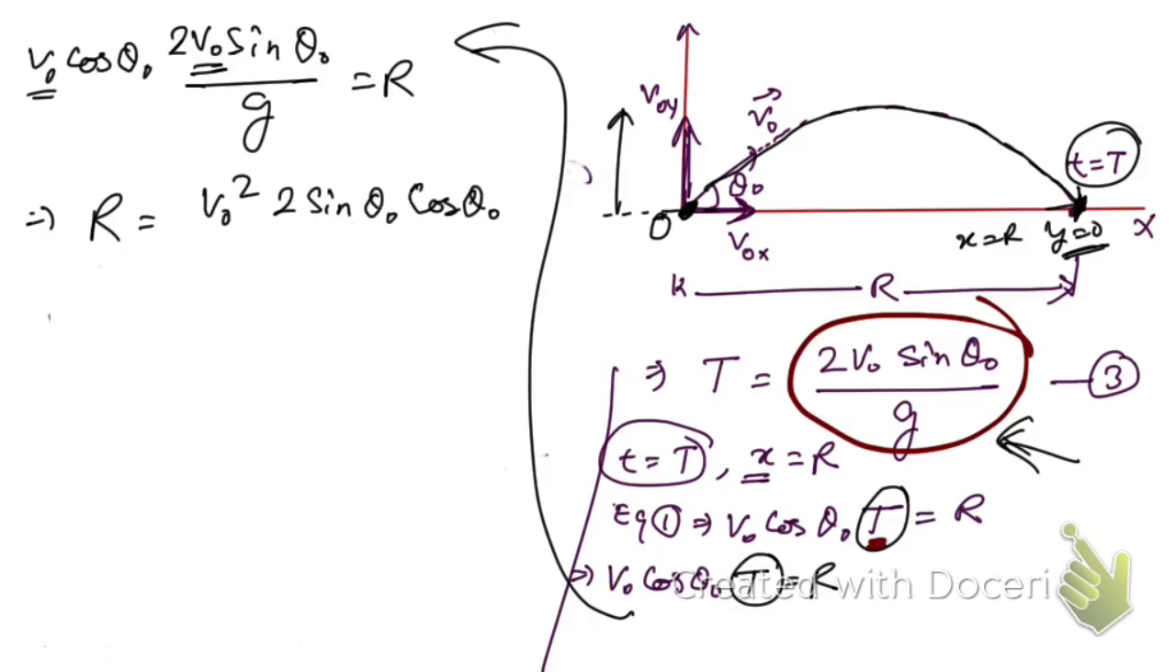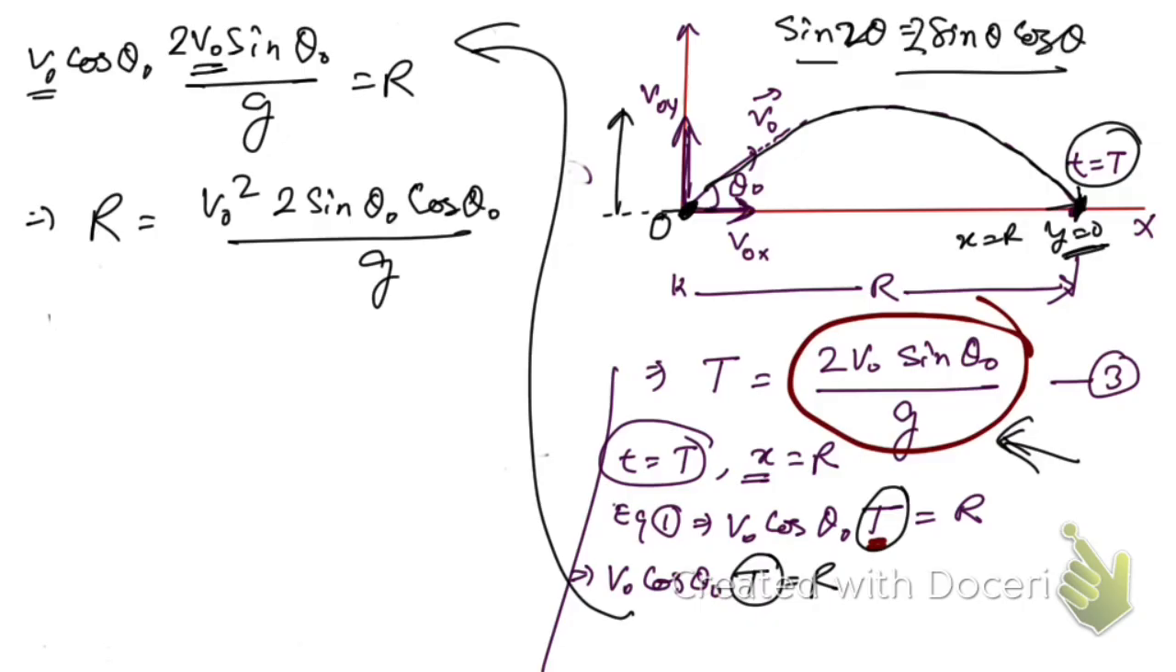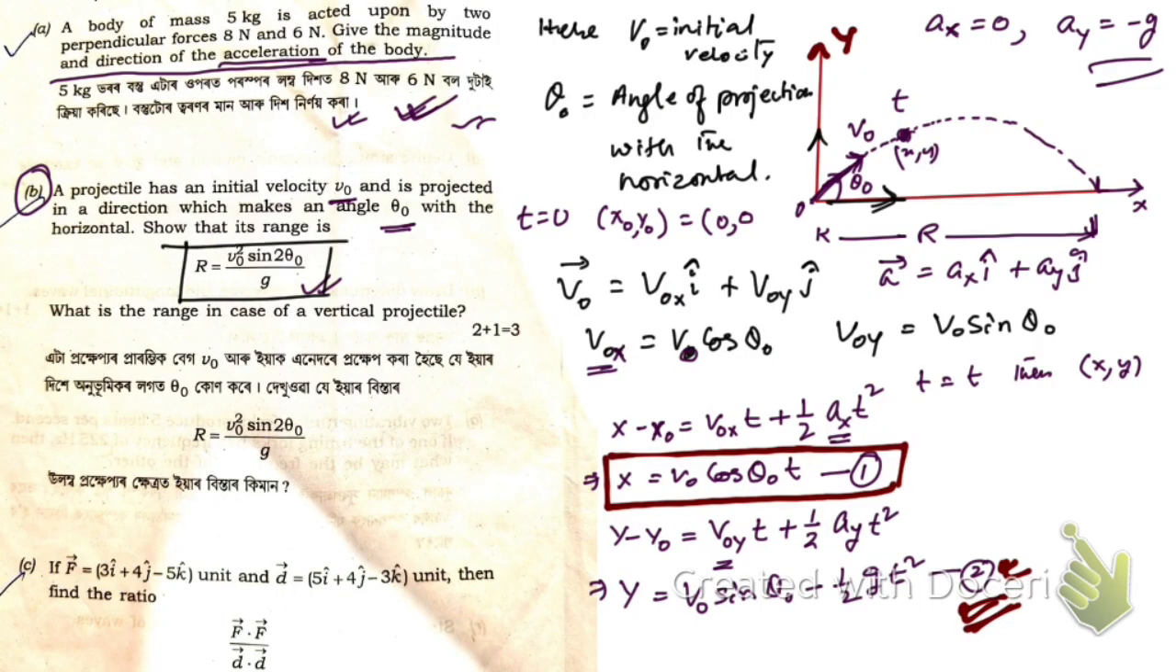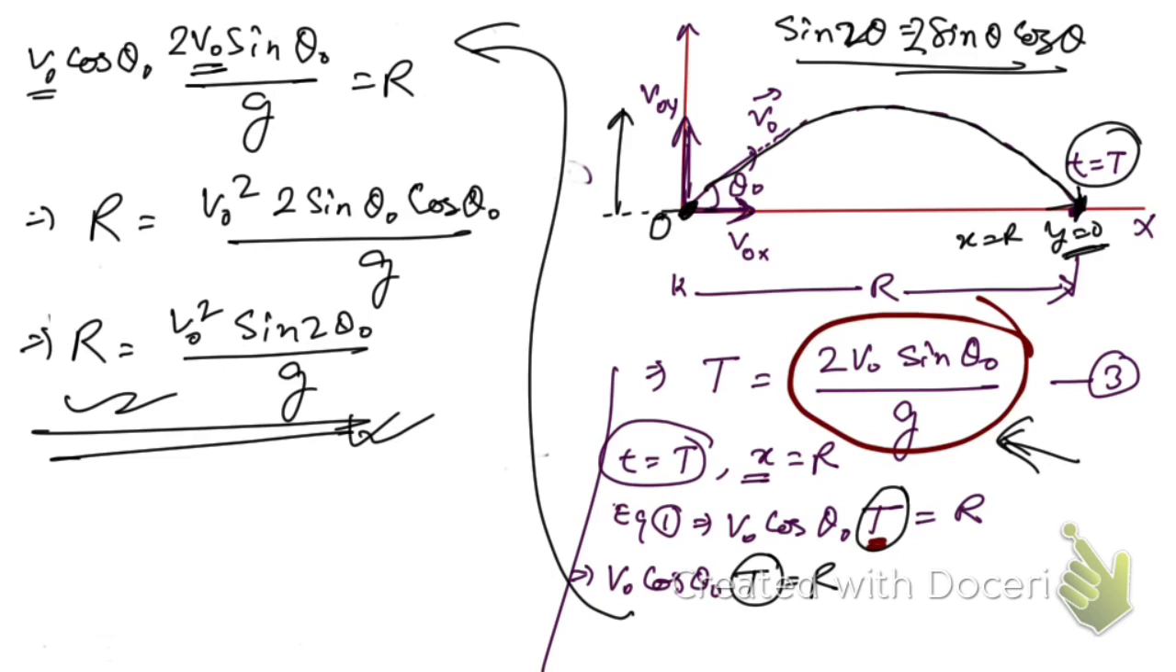theta naught by Z. There is a trigonometric identity, that is sin 2 theta is equal to 2 sin theta cos theta. If we use that identity, then we're going to end up getting v naught square sin 2 theta naught by Z, and this is the required expression, right? Here you see, this is the required expression that we have got. Now let me show you. This is the expression, right? Hope you have understood this.